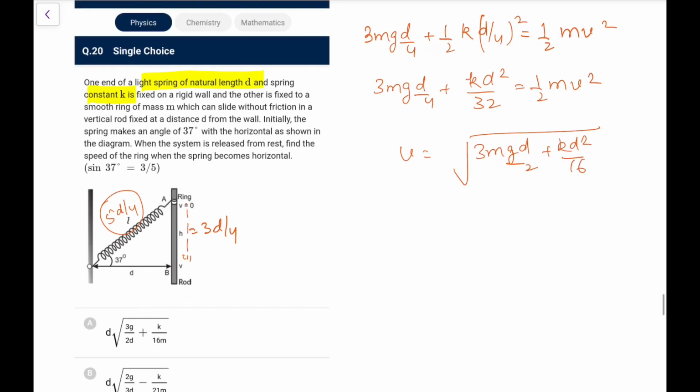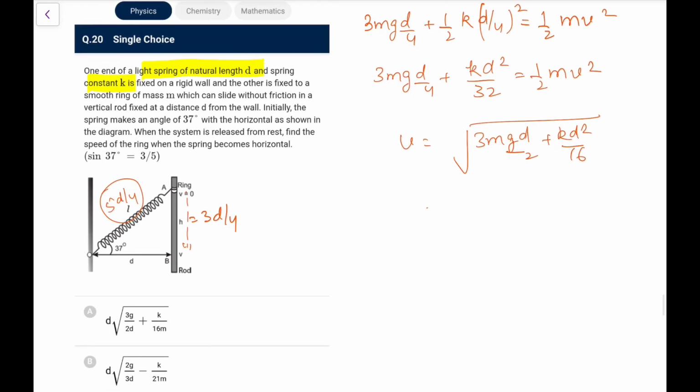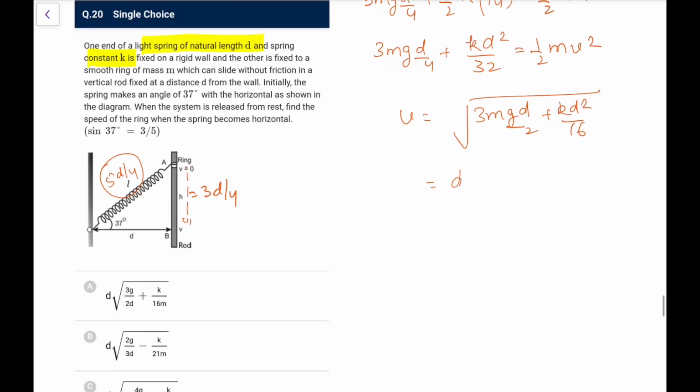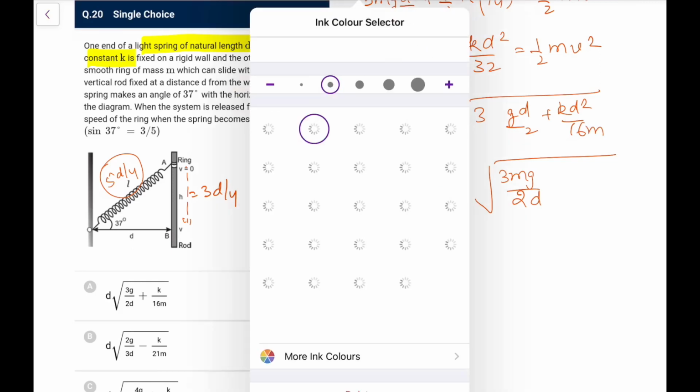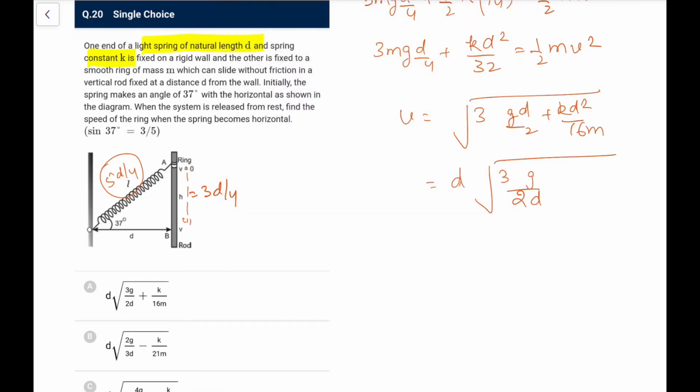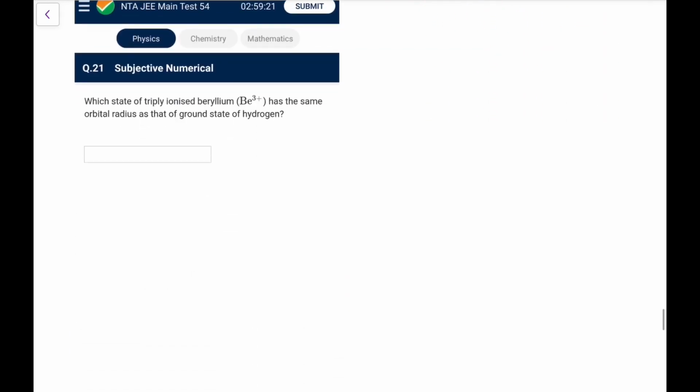Now you can make out what I can do. d is coming common everywhere, so it comes out as 3g by 2 d plus k by 16m, where the m cancels and the remaining m I need to take to the other side. So option A is the easiest one that I can make out. Okay, so these were the straight objectives.